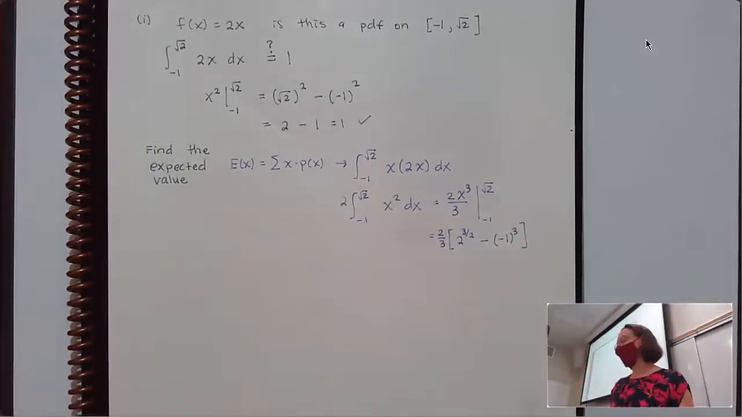Now, I said that we should get a number between -1 and the square root of 2. I would probably have to put that into a calculator to figure out if it's between -1 and the square root of 2. That is not worth our time. We're just going to call it good and say, yeah, we probably got the right answer.